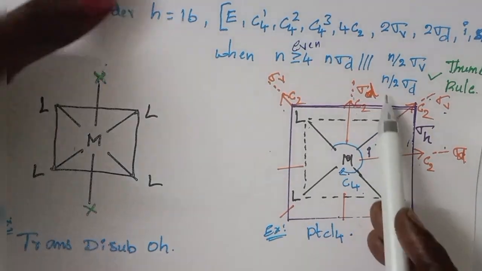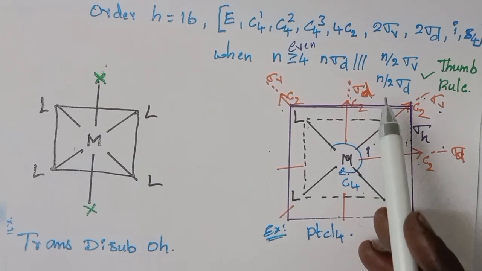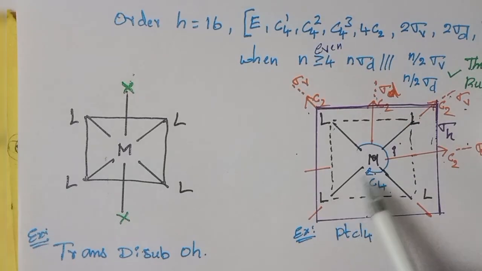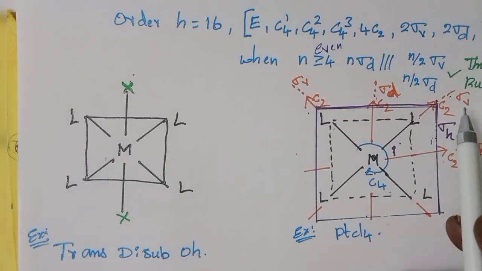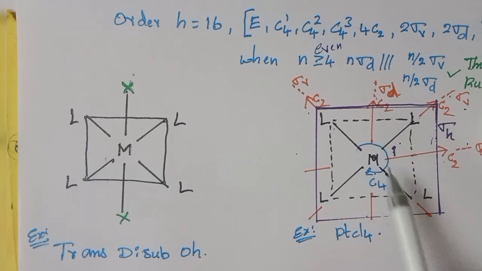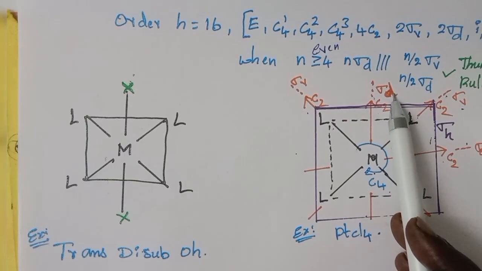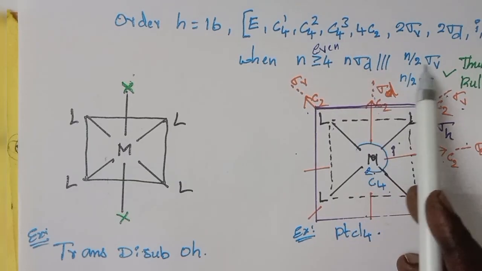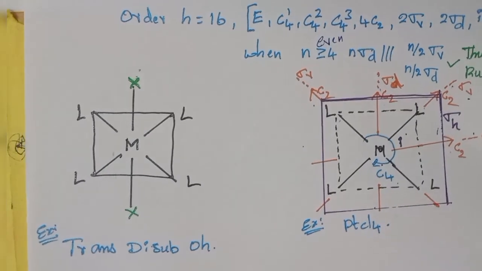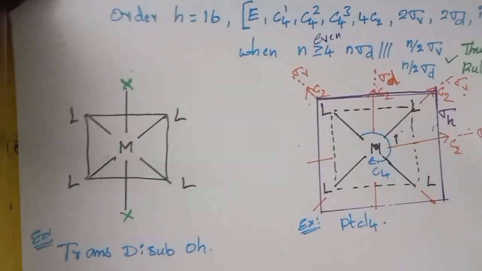But here, these 4 planes can satisfy the rule of dihedral plane and vertical plane. In these cases, the plane which is passing through more number of atoms can be considered as a vertical plane and the plane which is passing through fewer atoms can be considered as sigma d. So in platinum tetrachloride, instead of n sigma d, n by 2 sigma v and n by 2 sigma d will be possible. And one more example is trans-disubstituted octahedral geometry.